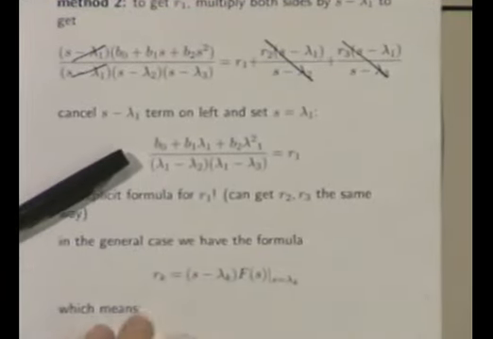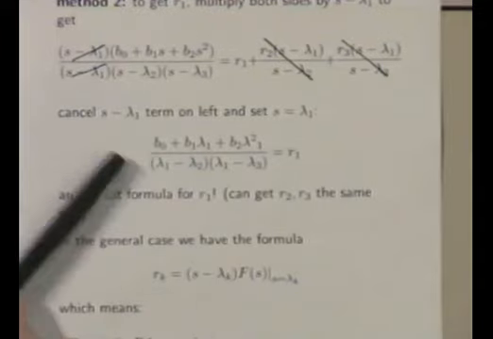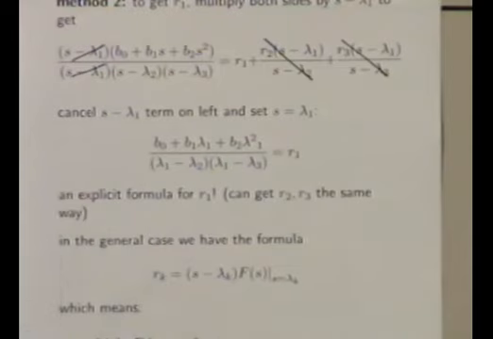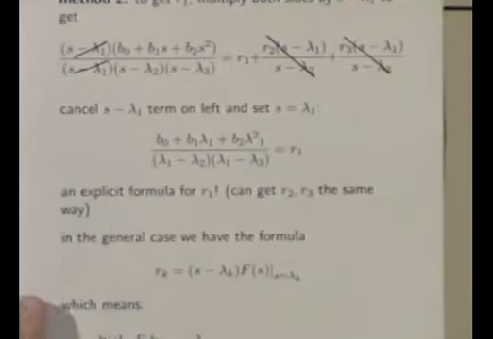There it is. It's just an explicit formula. This is what we like. What we want is over here on the right. On the left is a whole bunch of stuff, all of which we know. So there we go. And you can do exactly the same thing for R2 and R3.